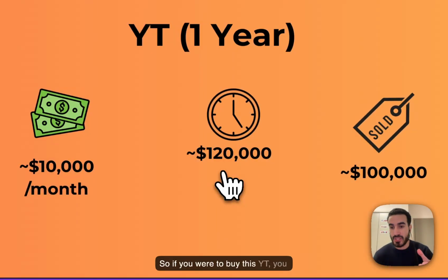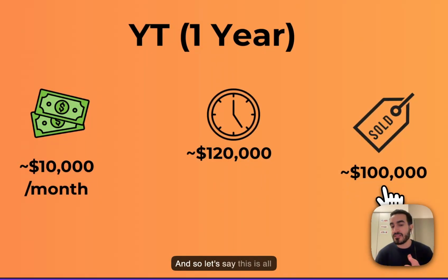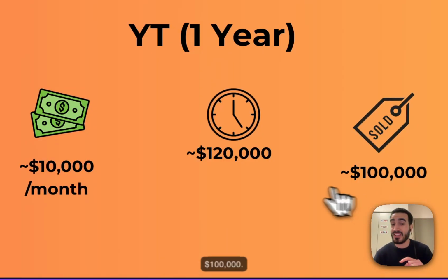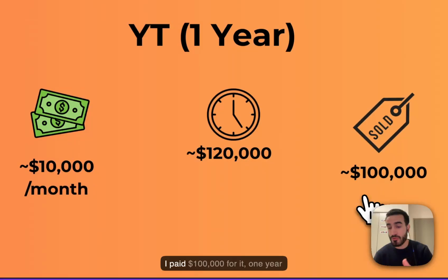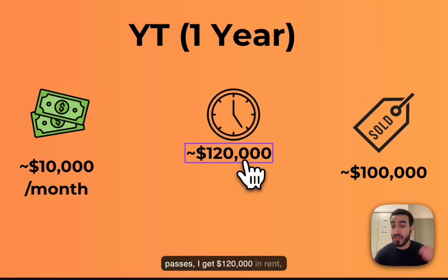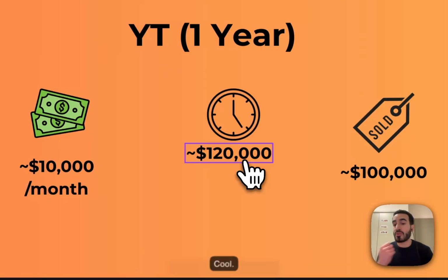So if you were to buy this YT, you would want it at a discount. One, because it's not for certain $120,000. And two, you have to wait the whole year to collect the rent. So you're buying the rights to collect the rent. And let's say, this is all decided by the market, by the way, it then goes for $100,000. So you look at this and you're like, hey, I could own the rent of this house for a whole year for $100,000. If it ends up being $120,000, then I make 20K, right? I paid 100K for it. 1 year passes, I get 120K in rent. That's 20% APY. Cool, I'm gonna get into YT.